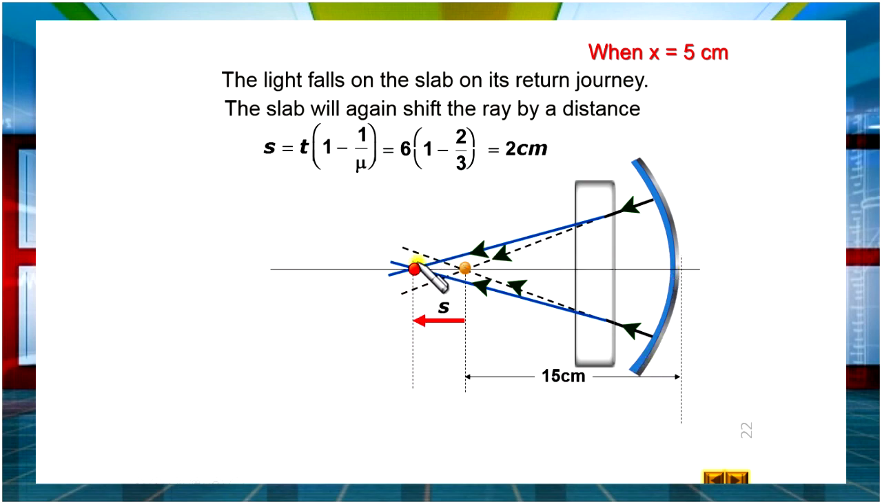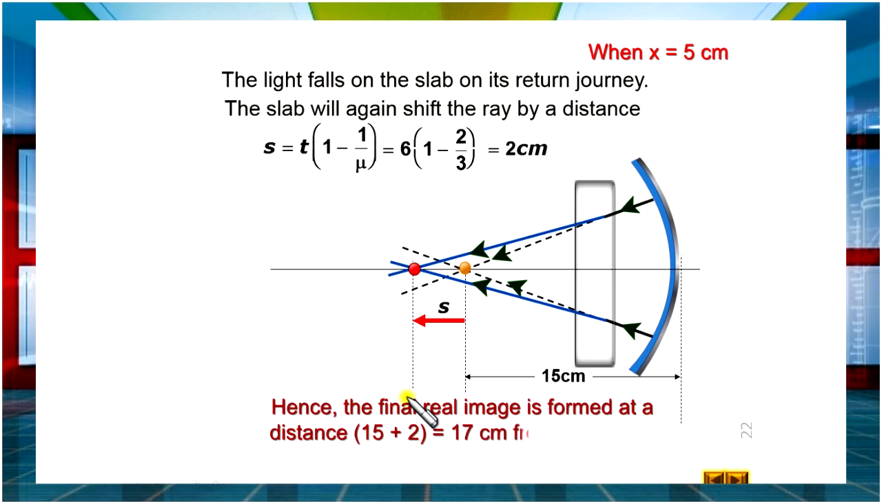And we know the rays are converging to a point after the process, or you can say after interacting with the system. That means the image nature should be real. Now we can say the final image is formed at a distance 15 + 2, that is 17 cm from the mirror. The nature of the image is real.